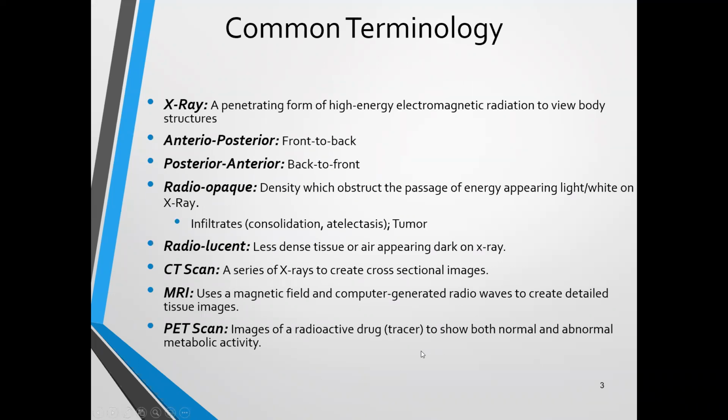So some of the common terminology and definitions. X-rays are basically formed from what's called ionizing radiation. Ionizing radiation is the type of radiation that can harm you.